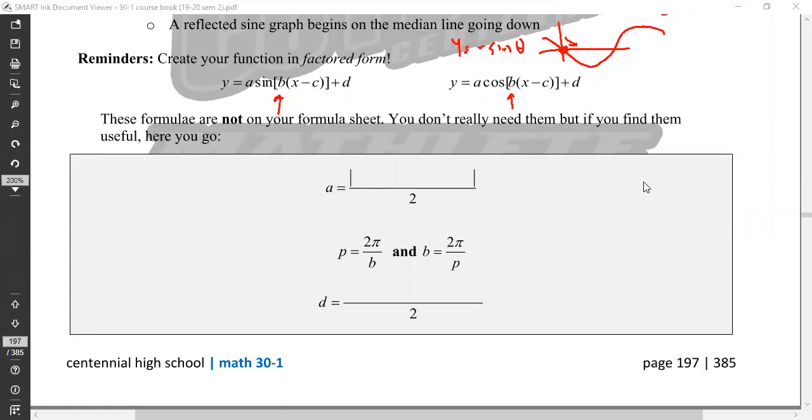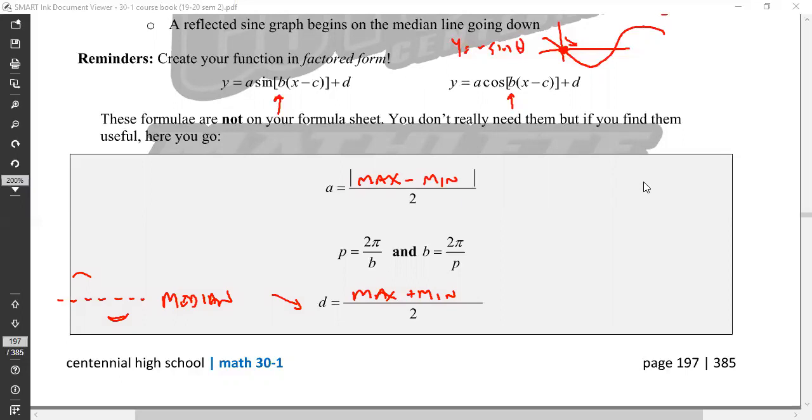Something that's going to come in handy is formulas that are not on your formula sheet. You don't have to use them, but if you find them useful, then you can use this. I find it easiest to remember what D is. D is your median, which ends up being, if we've got a maximum and a minimum, our median is halfway in between those. And I'm going to remember that because I'm going to average those. Max plus min divided by 2. Whereas A is going to be max minus min divided by 2.